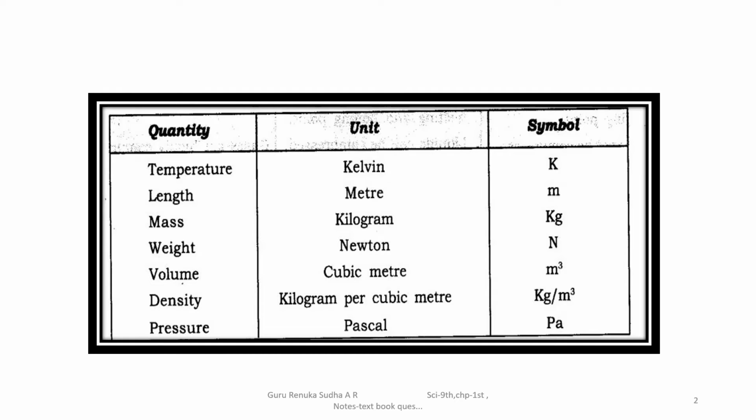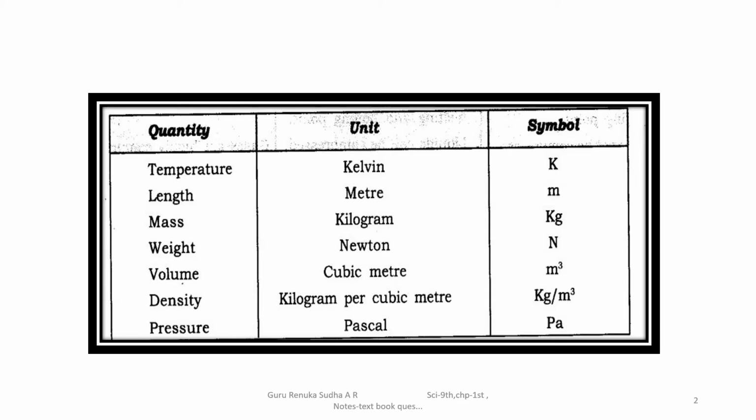Here is a chart which helps us to know about the quantities, their unit and symbol. See, the unit of temperature is Kelvin, and the symbol used to represent temperature is K. Length, in terms of meters, the unit, and small m is the symbol. Small kg will represent the mass, and the kilogram is the unit of that quantity.